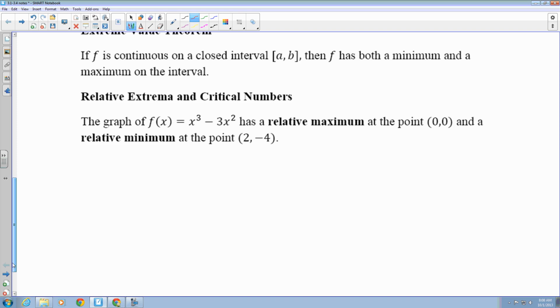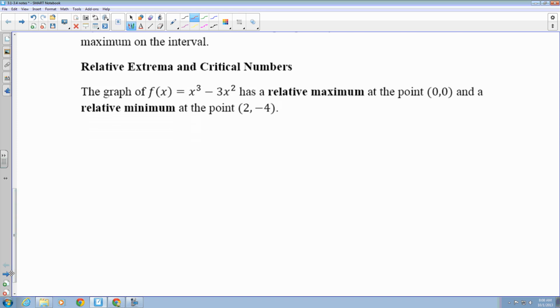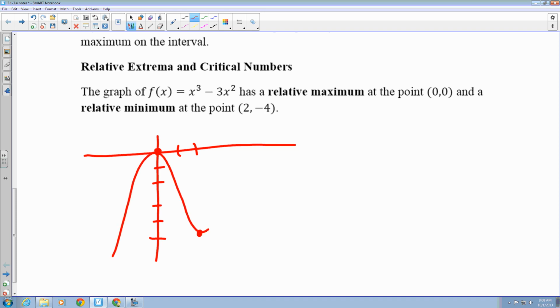All right, so we have the function x cubed minus 3x squared, and we're not doing much with this problem. It's just saying that there's a relative maximum at 0, 0 and a relative minimum at 2, negative 4. Just right here. The function looks something like that. So obviously that is a max, and the bottom one is a min.